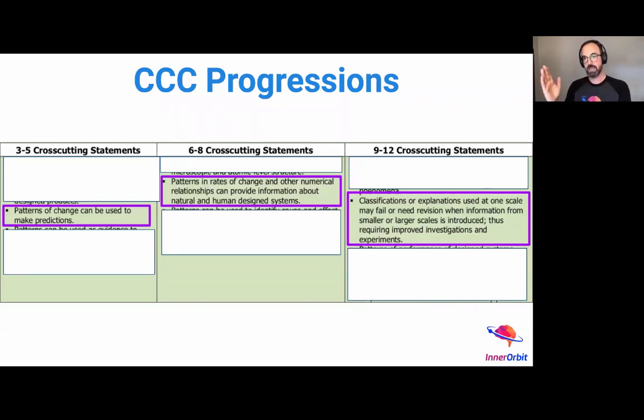It's perfectly okay to go a little bit beyond to give students practice for the next grade level band, but we want to make sure that if we're in 6.8, we can't just ask students to make a prediction. To be aligned with this, we want them to also look at rates of change and numerical relationships. So what if this changed at 2x the rate, at half the rate, etc.